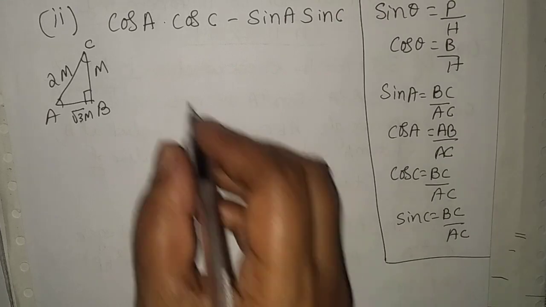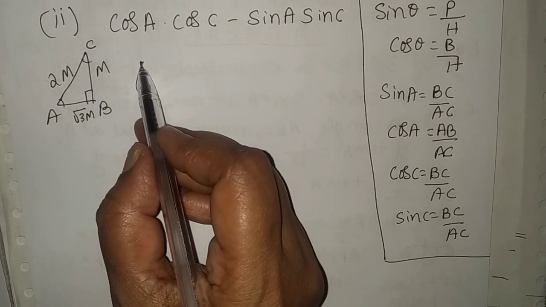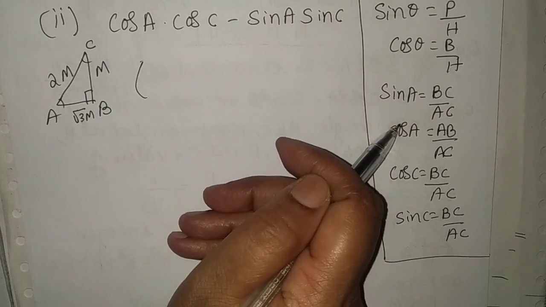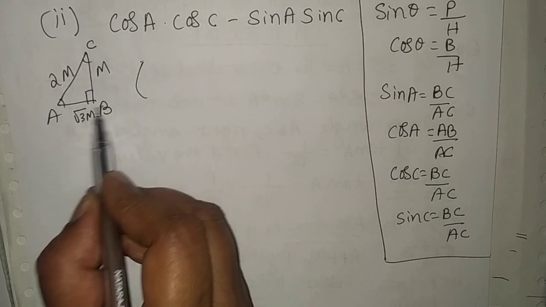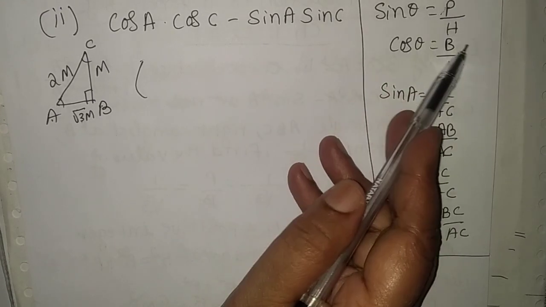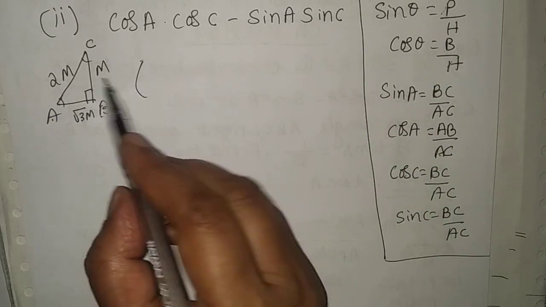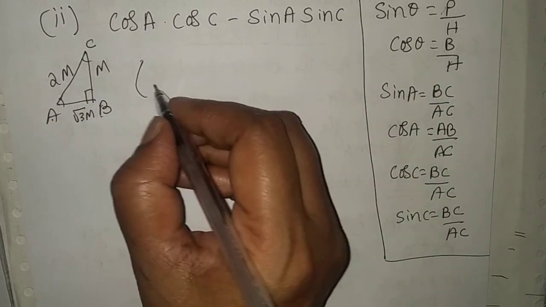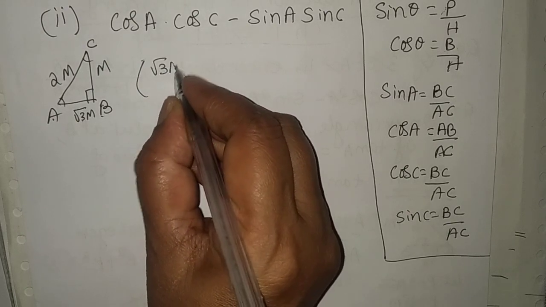So now we'll substitute all here. So cos A is what? I have written everything here. Cos A, with regard to this angle, is AB by AC, the base by hypotenuse. AB is the base and the hypotenuse will be 2m. Therefore, root 3m by 2m.